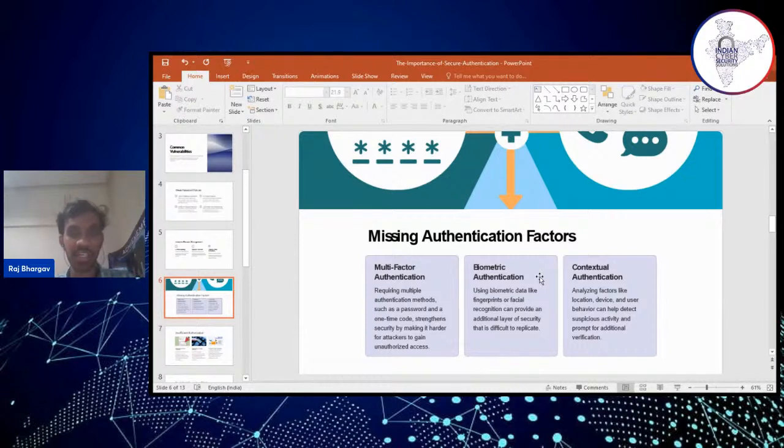For multi-factor authentication, we need multiple authentication factors, not just 2FA, so that it is validated properly. Otherwise, biometric authentication to get into the website, or contextual authentication, where we need to validate factors as well, like cookies or the token number, and not just the IP address. So user behavior should be validated.